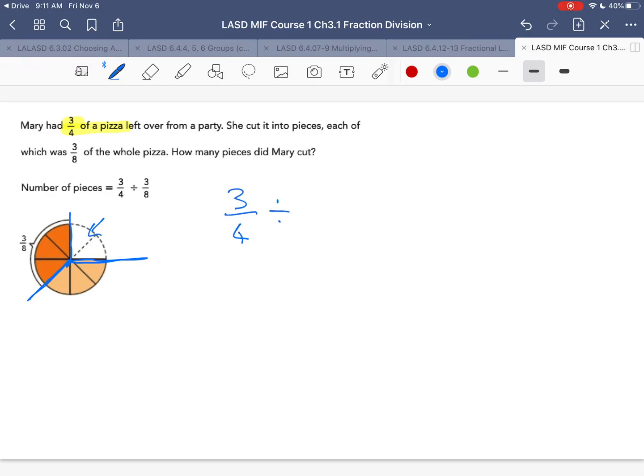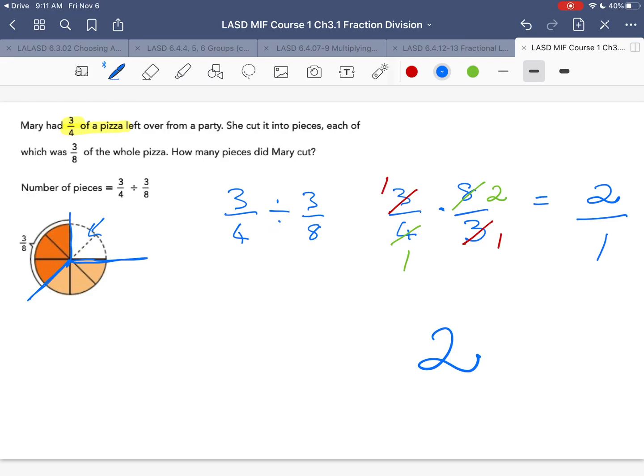3/4 divided by 3/8. We can have 3/4 multiplied by the reciprocal of 3/8, which is 8 over 3. And to do the cross cancelling, I can cancel the 3s, and I can also divide 8 and 4 by 4. 4 divided by 4 is 1, 8 divided by 4 is 2. So now to multiply, in the numerator, 2 times 1 is 2, and in the denominator, 1 times 1 is 1. So how many pieces did she cut? 2.